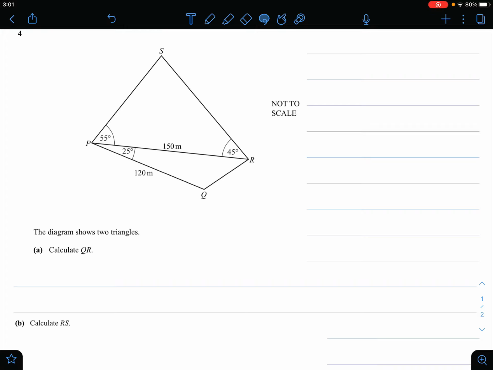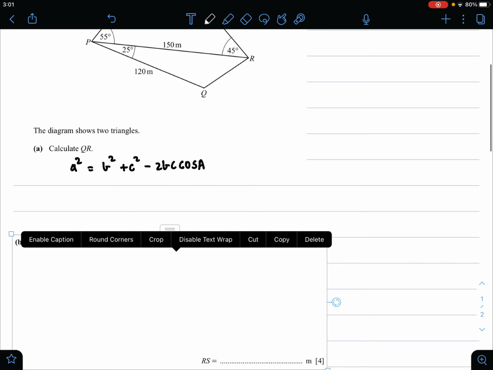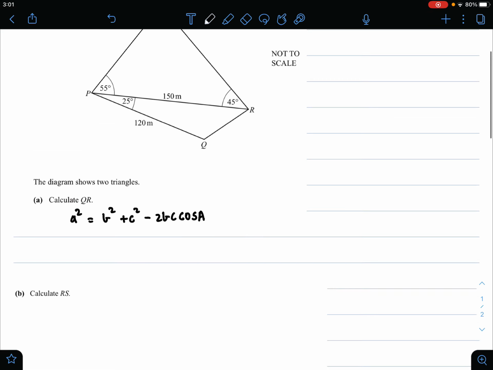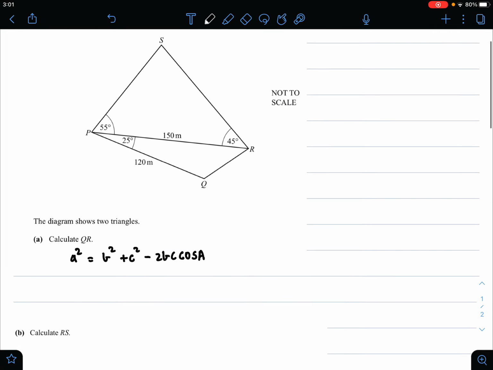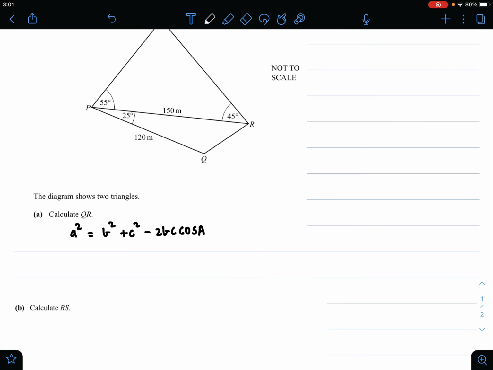So we can use the cos rule, that is a square is equal to b square plus c square minus 2bc multiplied by cos a. Now a square over here will be the side that we are finding and the side that is opposite the angle that we will use. So the side that is opposite the angle that we will use is 25 degrees, and a square will be QR in this case.